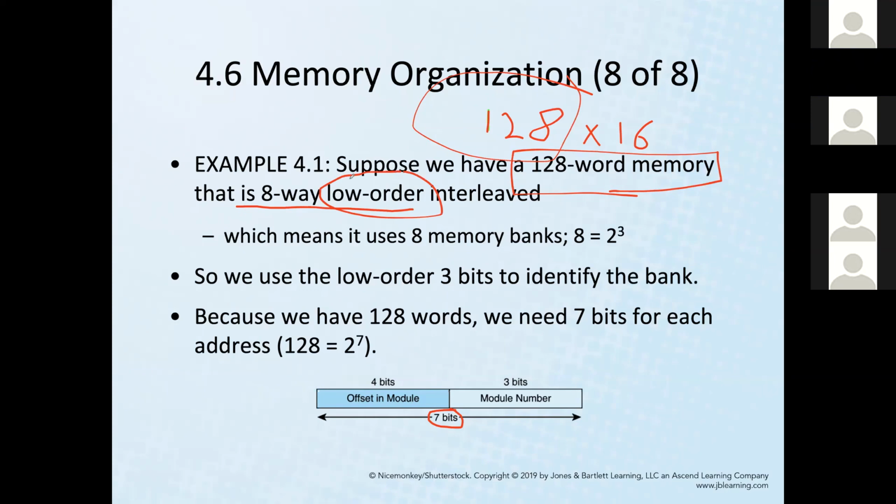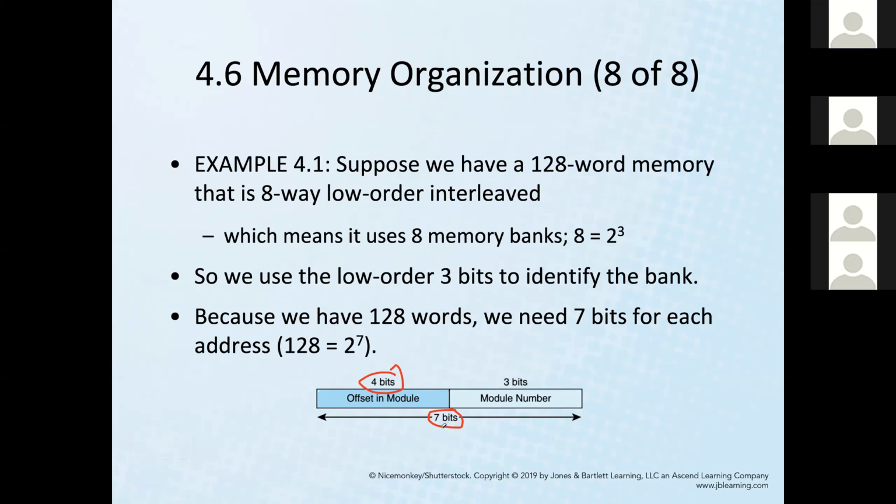How many of those low order bits? Because there are 8 chips, we need 3 out of 7. So 3 out of 7 will be used to select the chip, and the rest will be used to select the offset. I hope that it is clear now. So this is the way we can find these numbers and solve the problems. Let me say it one more time.